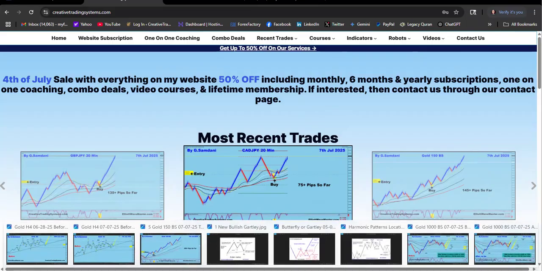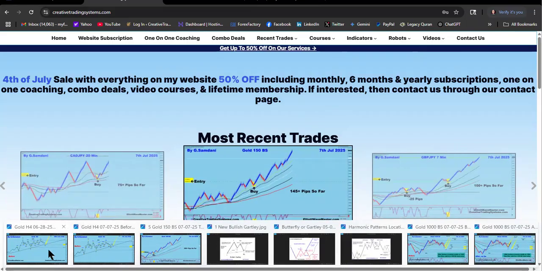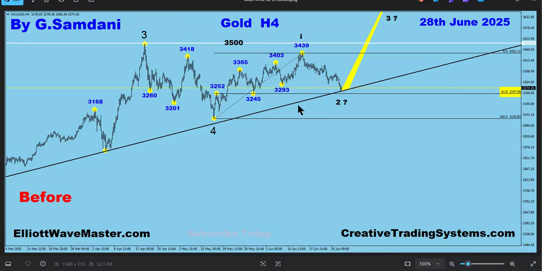Let me show you a couple of charts here. This is the one that I made, the H4 chart, the 4 hour chart, on the 28th of June. It was going from here to here if my count is right. If this is wave one and two, we're going for wave three to the upside, way to the upside. I was expecting that it may just drop to 61 and then go to the upside.